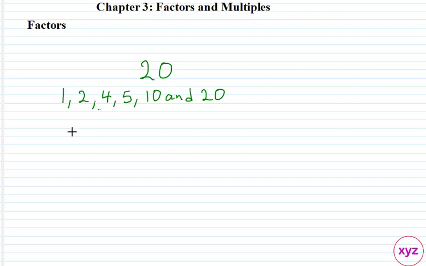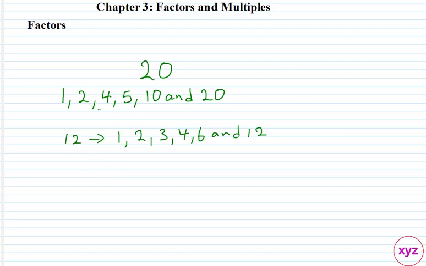Let's see another example. Let's say 12. What are the factors of 12? We're referring to numbers that can divide into 12 without any remainder. So what are they? We have 1, 2, 3, 4, 6, and 12. All these numbers can divide into 12 without any remainder.